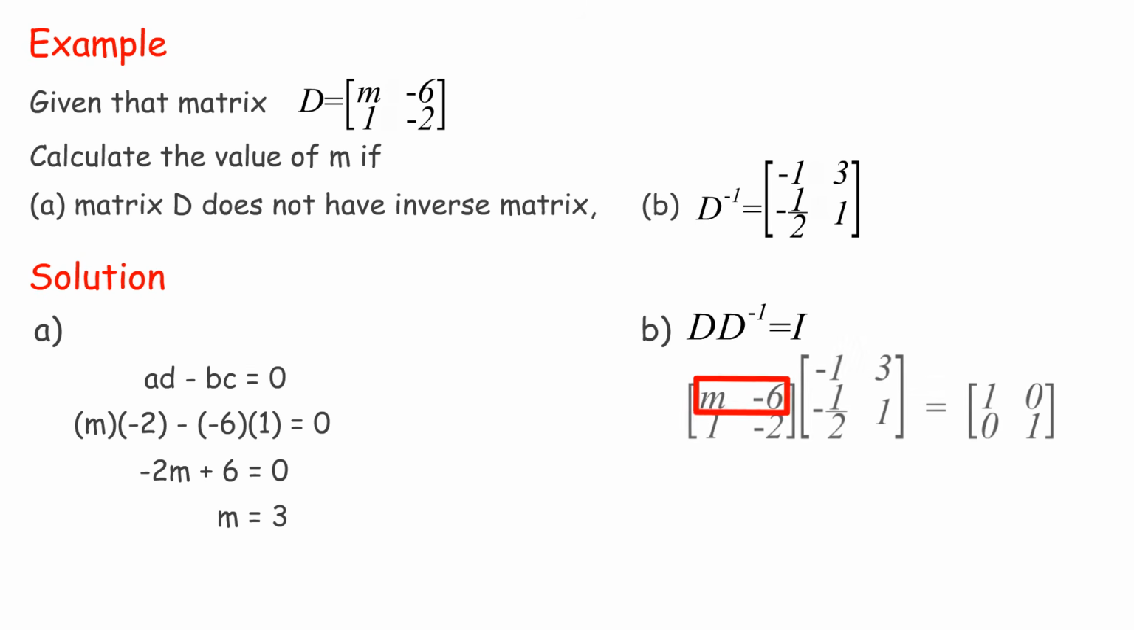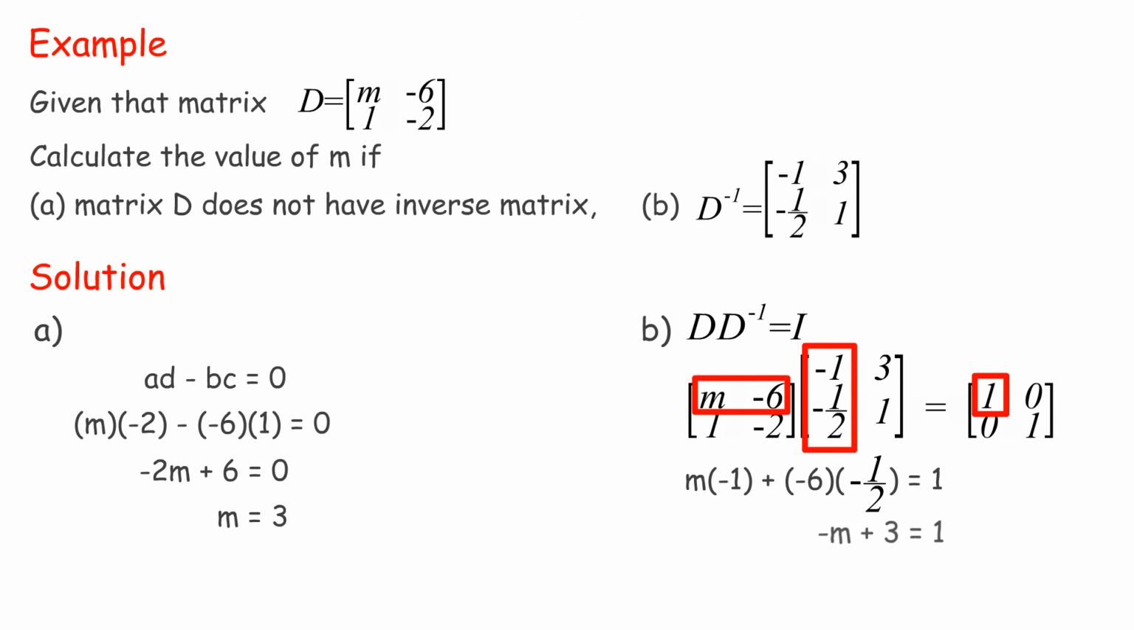B, D times the inverse of D equals I. M times negative 1 plus negative 6 times negative half equals 1. Negative M plus 3 equals 1. M equals 2.